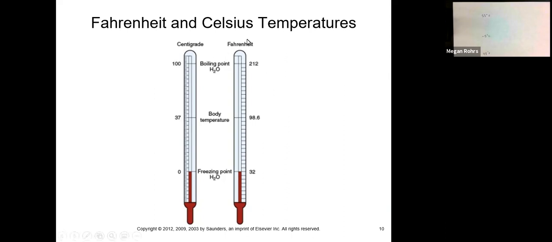So Fahrenheit, we're probably used to. The freezing point, we know that's 32. You might know that the boiling point is 212 degrees, and then normal body temperature is around 98.6. In the Celsius scale, or the centigrade scale, boiling is at 100, freezing is at 0, so it makes it a little bit easier to remember that. And then body temperature is about 37 degrees Celsius.